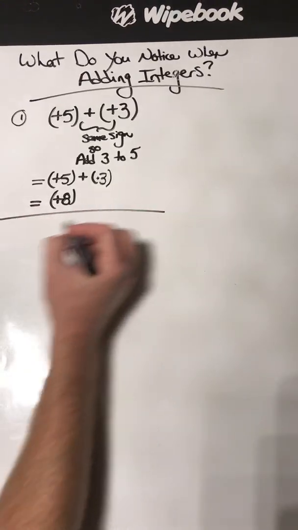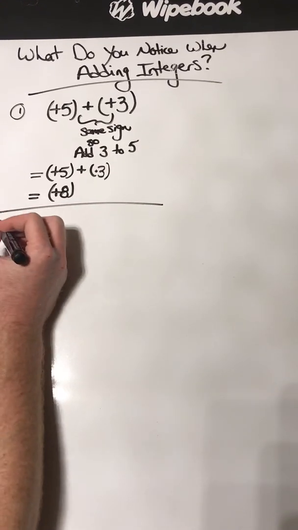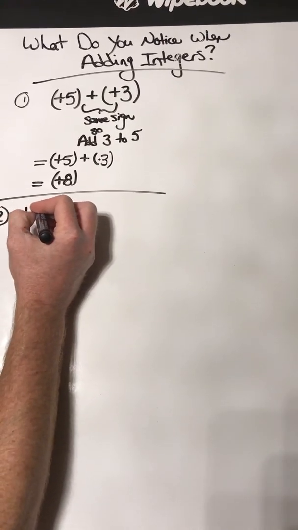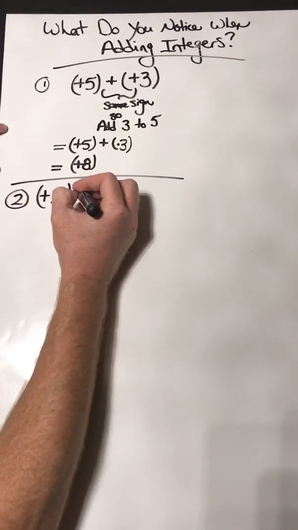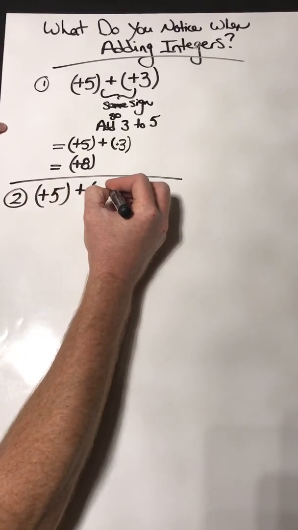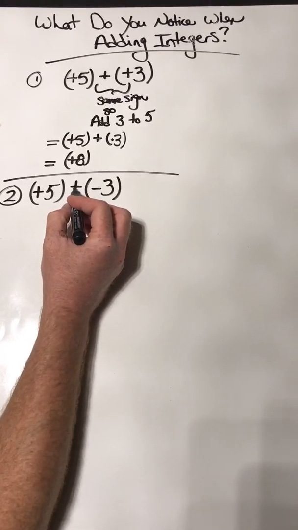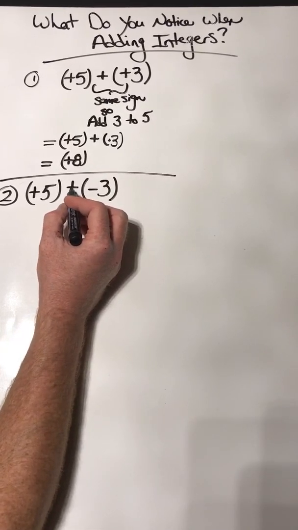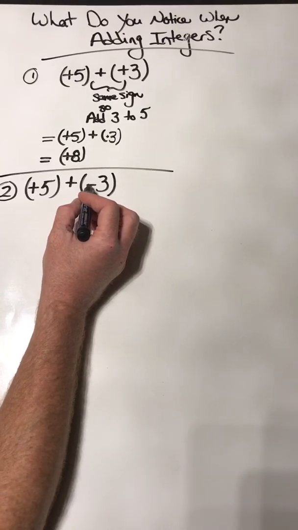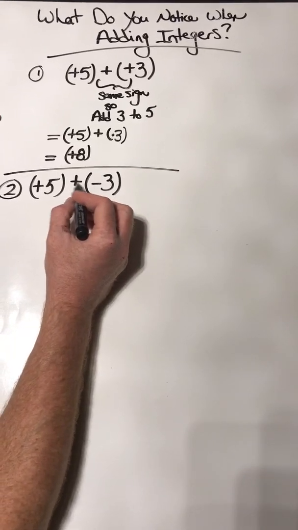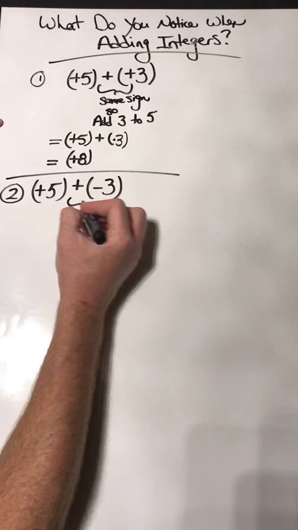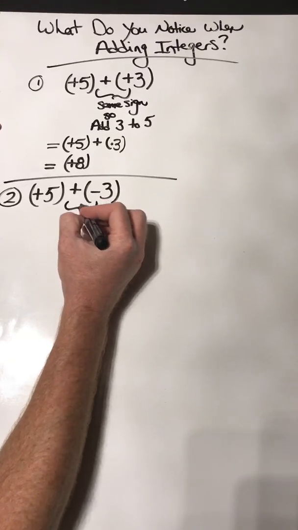The next example that we did was positive 5 plus negative 3. Well, we have the plus, or operation sign, so that's a positive, and we have the negative 3. So these two signs are different. They have different signs here.